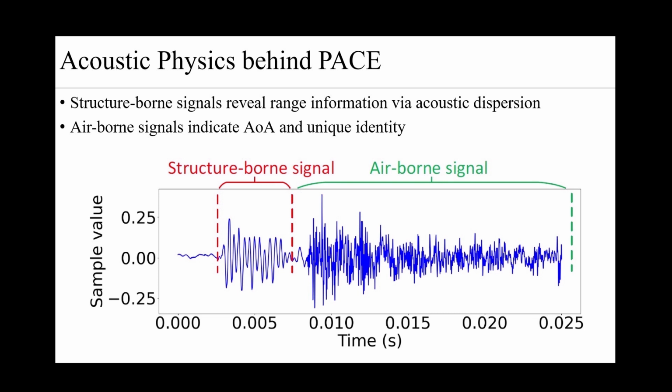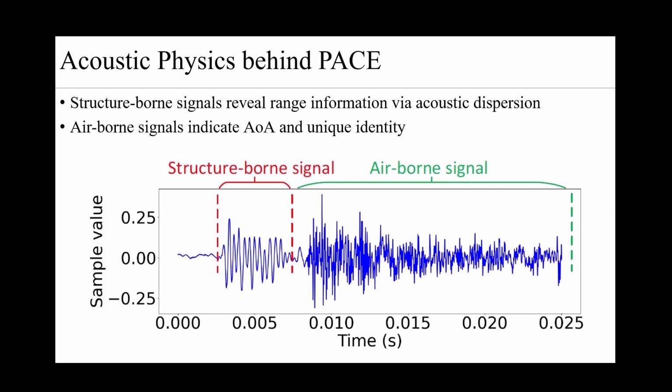This acoustic dispersion phenomenon carries range information. Meanwhile, using airborne signals for angle of arrival estimation via beamforming has become a well-investigated topic. Therefore, with range and angle of arrival, we can locate and track a target. To identify the target behind each footstep, we use airborne signals that contain richer features.